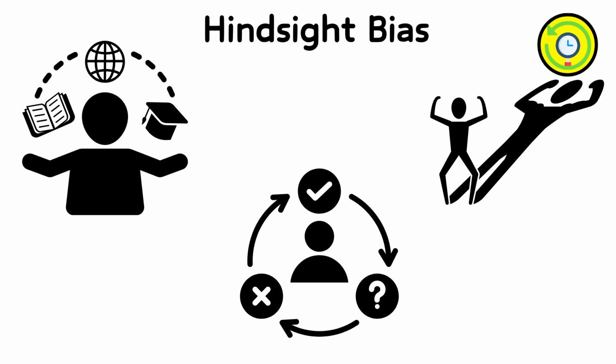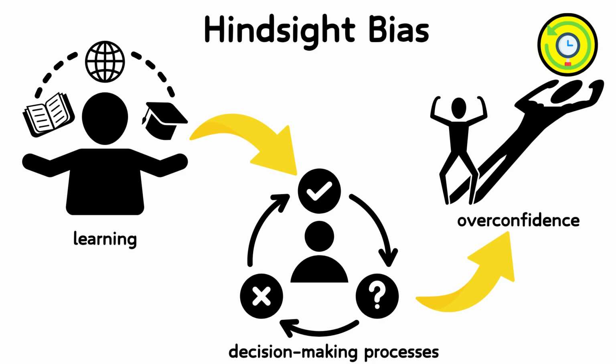This bias is not just about claiming we knew it all along, it affects learning and decision-making processes. It can lead to overconfidence in our ability to predict future events and may prevent us from accurately analyzing why things happened as they did. In domains like finance or healthcare, where decision-making is critical, such a bias can lead to significant misjudgments and errors.